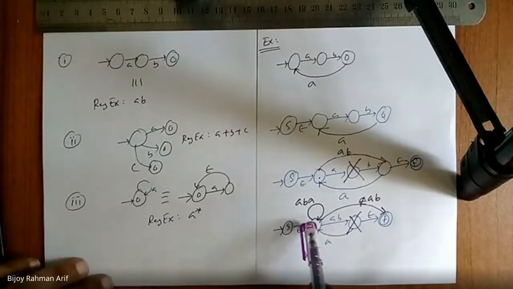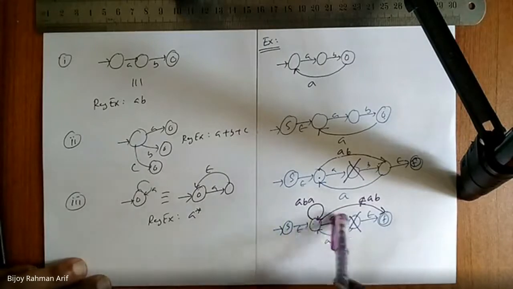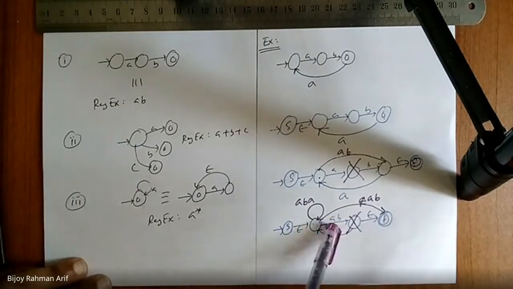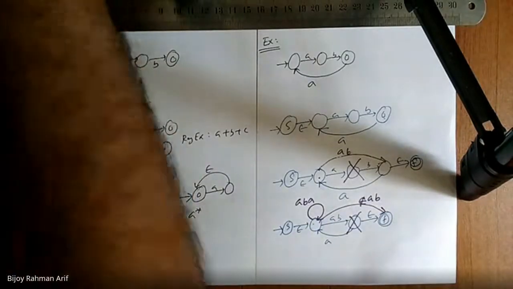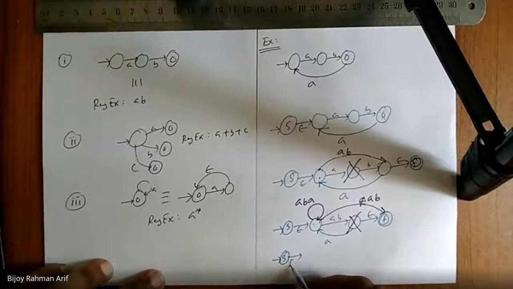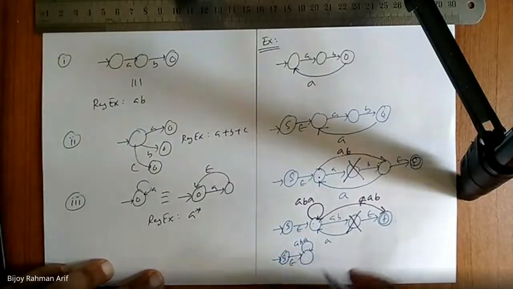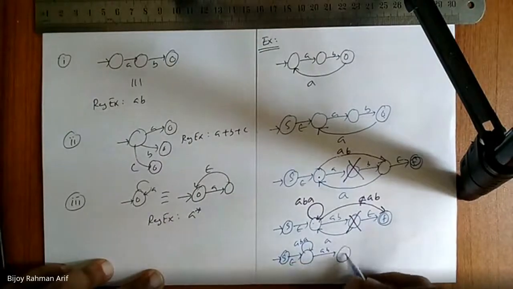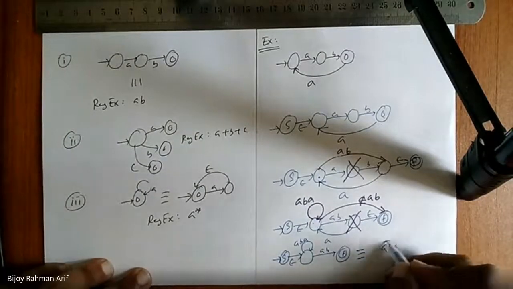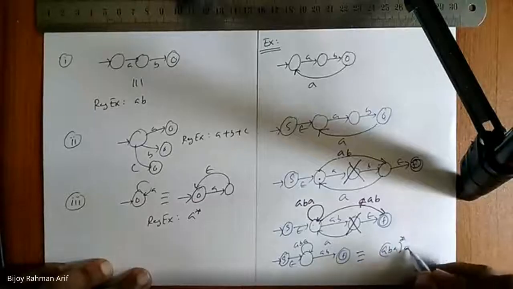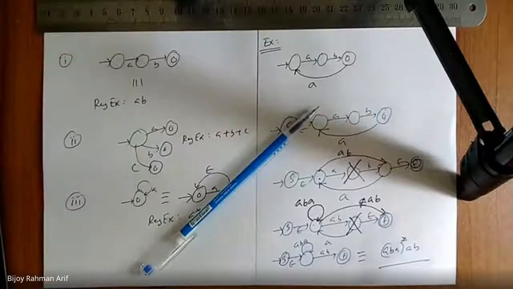Wait. If you remove this, I miss the ABA loop, and I am also missing AB epsilon, so it is nothing but AB. Good. Then it becomes like this: start state, epsilon, ABA, then AB, final state. Now it is pretty simple. You do not need to simplify anymore. It is nothing but ABA star, AB. Done.